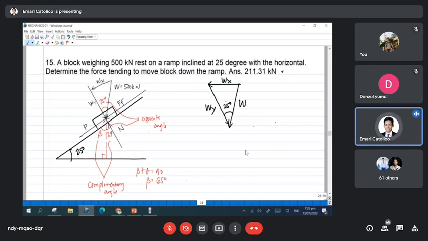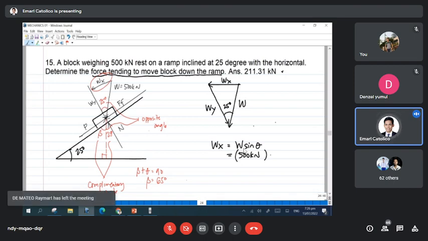Okay, so ang hinahanap is the force tending to move the block down the ramp. So ang hinahanap dito, yung magpapagalaw daw doon sa ating block, which is Wx. Therefore, Wx is equals to, ano yung relation ng Wx sa angle? Opposite. Therefore, sine ang gagamitin natin na trigo function. So, W sine theta. W natin, 500 kilonewton.